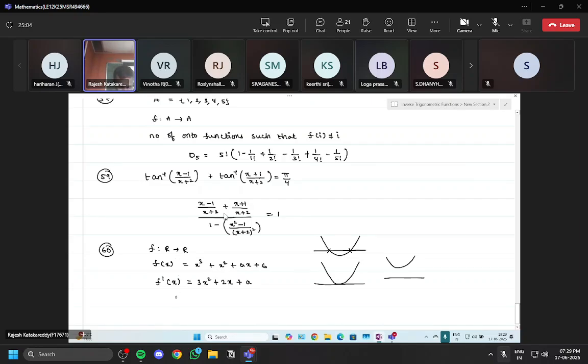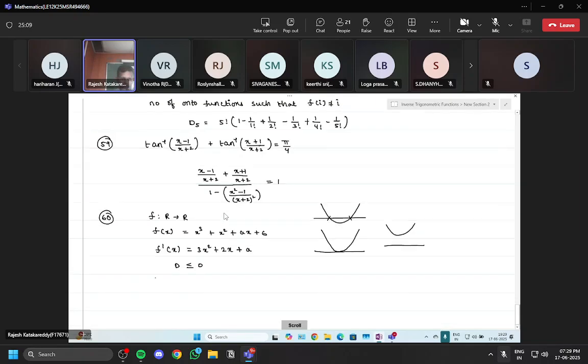Right, we are saying discriminant is less than or equal to 0. Discriminant is b square minus 4ac. 4 minus 4 times 3 into a is less than or equal to 0. 1 minus 3a less than or equal to 0. a minus 1 by 3 is greater than or equal to 0. a is greater than or equal to 1 by 3. So only one option says a is positive.